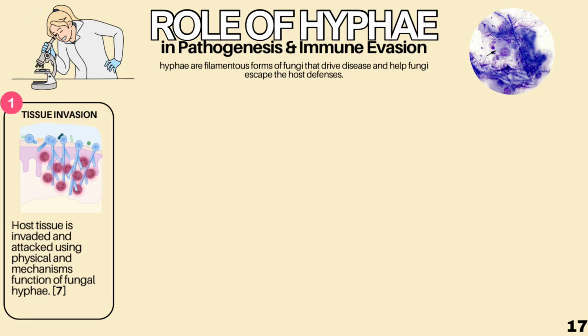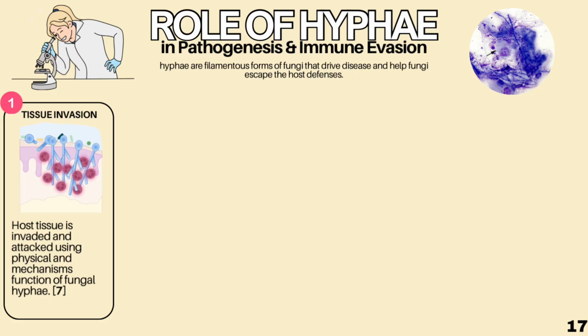Hyphae grow continuously from their tips, pushing between epithelial cells and penetrating deep into tissue. Secondly, by releasing hydrolytic enzymes such as protease, lipase, and phospholipase. So these enzymes break down protein, fat, and connective tissue, making it easier for the fungus to spread. As tissue damage occurs, the body will release inflammatory cytokines which cause inflammation.